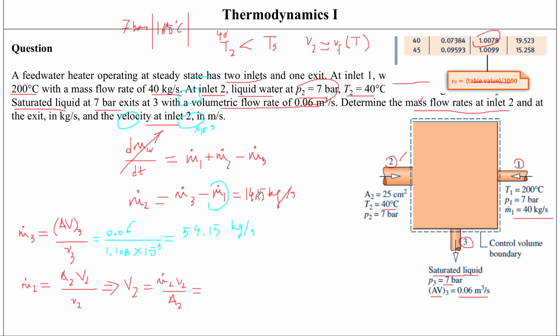And all I have to do is I just plug it in here. So m dot 2 is 14.15 multiplied by specific volume, which is 1.0078 into 10 to the power minus 3 meter cube per kilogram, divided by area, and this is 25 centimeters square. Also make the adjustment, convert it into meter square first, and I will get the velocity at state 2, which is going to be equal to 5.7 meters per second.